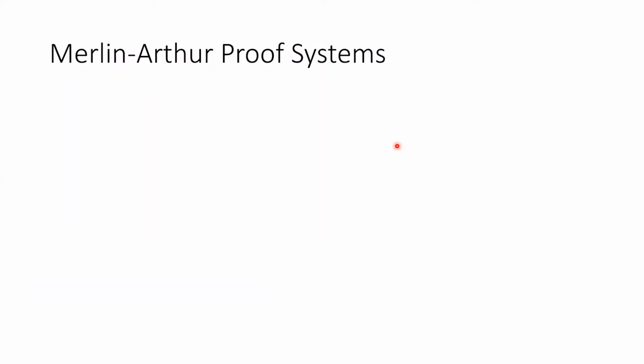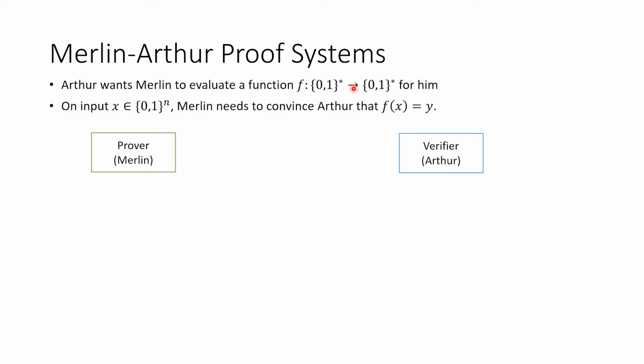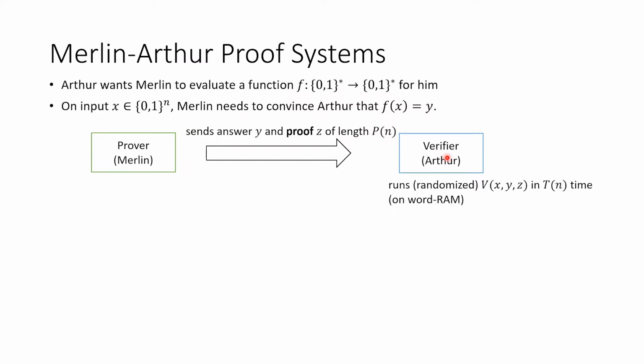Suppose we have two parties, Arthur and Merlin. Suppose Arthur wants to evaluate a certain function, but he only has very limited computational power. So he lets Merlin help him compute the answer. To prevent him from cheating, he also wants Merlin to prove to him that the answer is correct. To do this, we let Merlin send the answer y together with a proof string z of length p(n) to Arthur. Then Arthur runs a randomized verification procedure which runs in t(n) time on a word RAM machine.